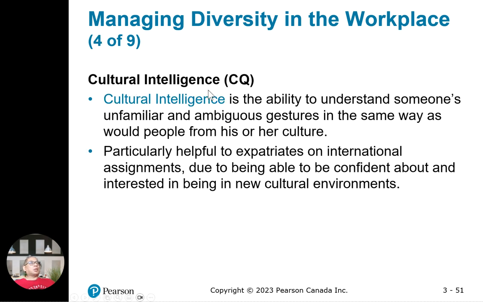Cultural intelligence, CQ, is the ability to understand someone's unfamiliar and ambiguous culture in the same way as people from his or her culture would. It is particularly helpful to experts on international assignment, due to being confident about and interested in new cultural environments.